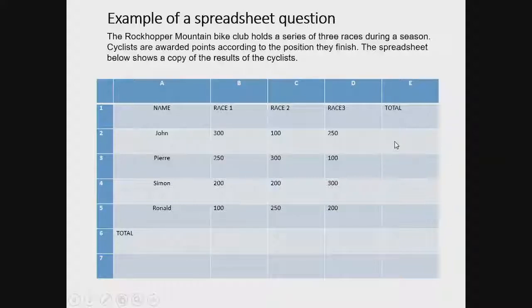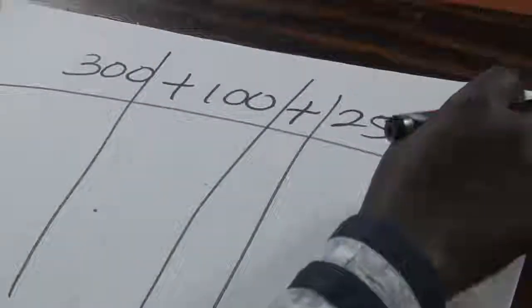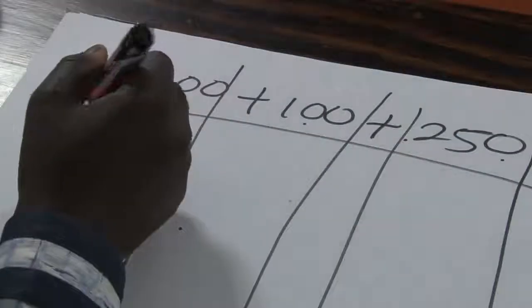For you to get the formula that should be here, you should ask yourself, what is this column all about? This column is all about total. Can you see now? Total. It means I'm adding this 300 plus this 100 plus this 250 to have my total here. Then I'm going to have the total. That is what the spreadsheet is all about there. But when it comes to answering the spreadsheet question, you do not use the numbers. Use the cell where the numbers are. Now this 300 is in cell B2.